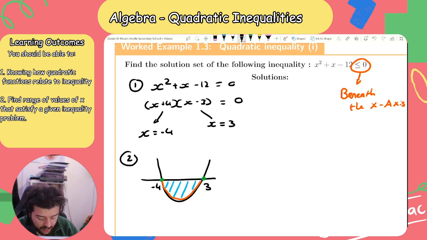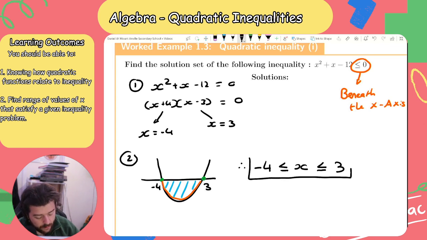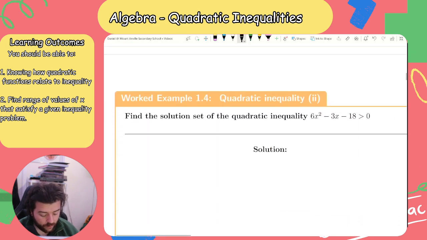Well, as you see here, I'm going to the right, and then I'm stopped by the 3. So minus 4 is going to be less than or equal to x. So x here has to be greater than or equal to minus 4. Fair enough. But I have a condition. My x has to be less than or equal to 3. And that's it. That's how we solve a quadratic inequality. So you just have to remember, if it's less than 0, we're looking beneath the x-axis. If it's greater than 0, we're looking above the x-axis.